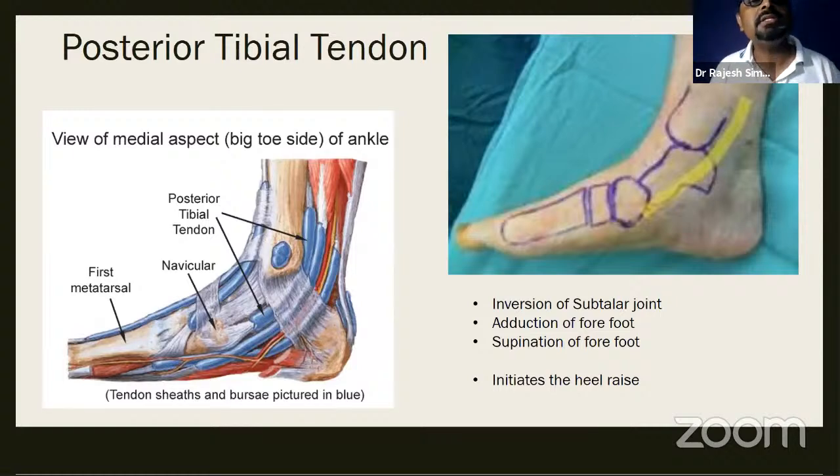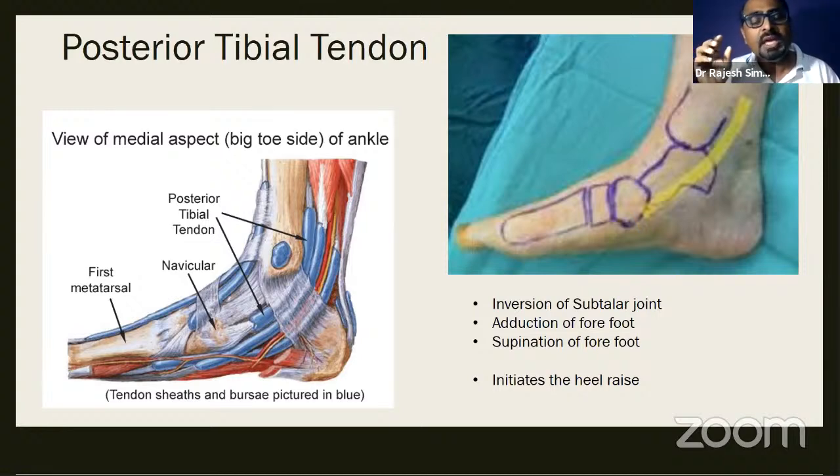So the posterior tibial tendon, as we saw dynamically in the video, is a dynamic structure. It helps in the inversion of the subtalar joint, adduction of the forefoot, and the supination of the forefoot. So it's a very important muscle, and it is the one muscle that initiates the heel rise. That is something which you should remember. The heel rise, which we do, is initiated by the posterior tibial tendon.